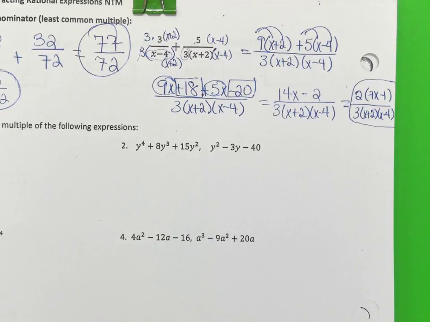Why didn't you distribute to the bottom? You could if you wanted to. But you want to keep it like that to make sure that nothing will cancel in the end.